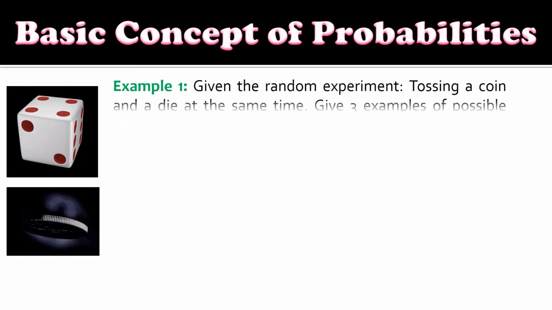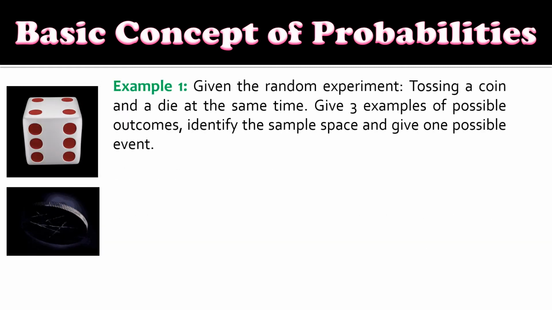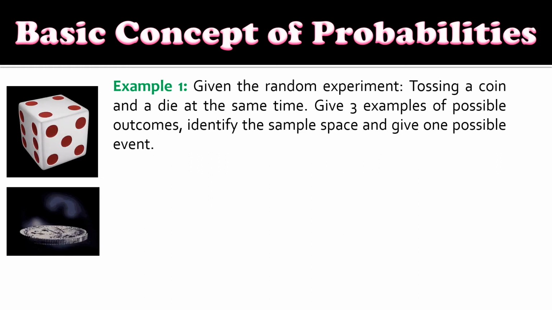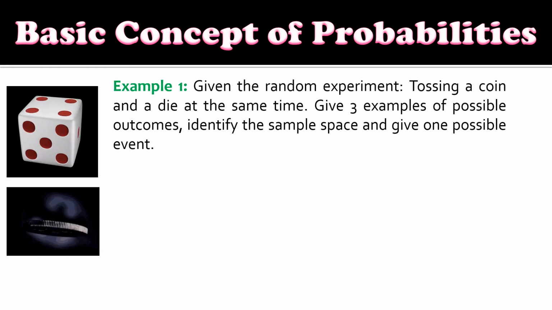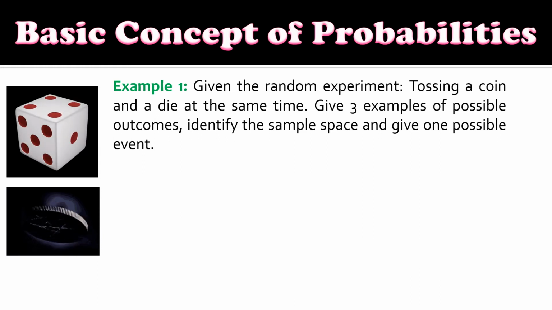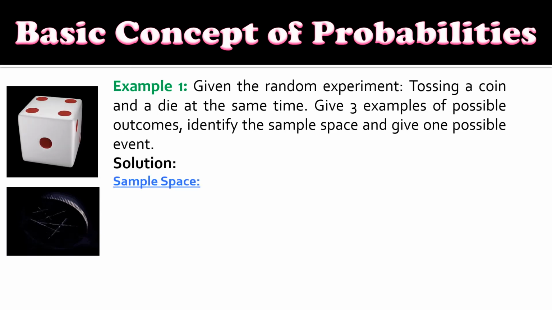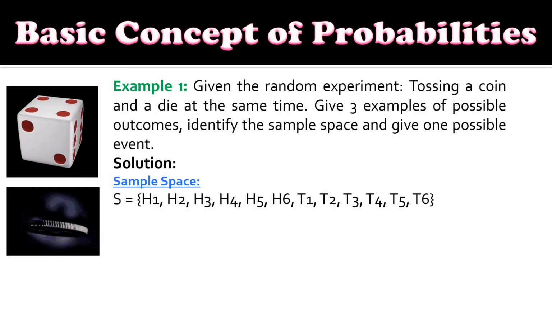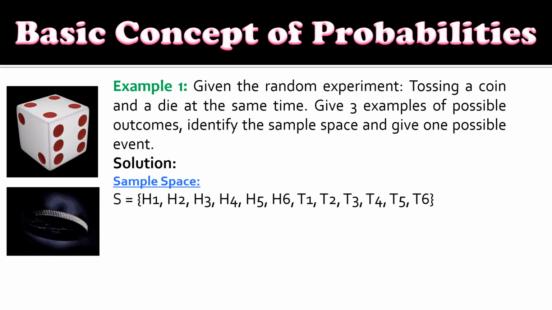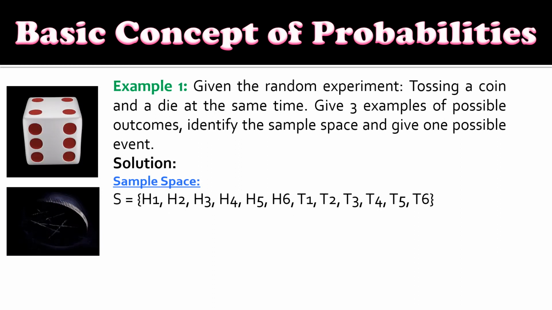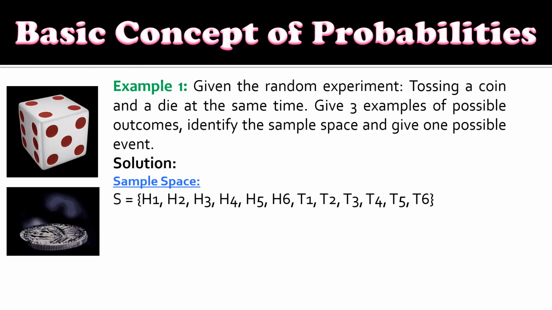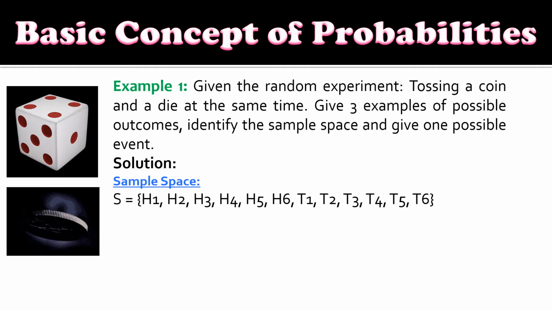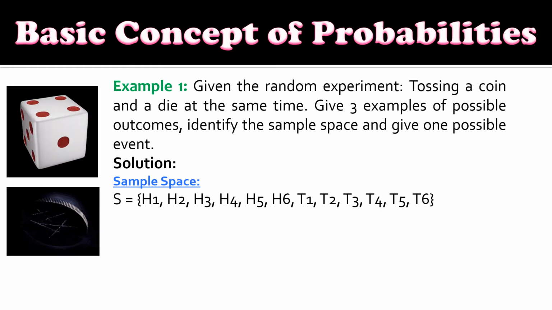So let's have an example. First, given the random experiment, tossing a coin and rolling a die at the same time, give 3 examples of possible outcomes. Identify the sample space and give 1 possible event. For our sample space, we just have to list all the possible outcomes. So we have head 1, head 2, head 3, head 4, head 5, head 6, same for the tail. Tail 1, tail 2, tail 3, tail 4, tail 5, and tail 6. So that is our sample space.